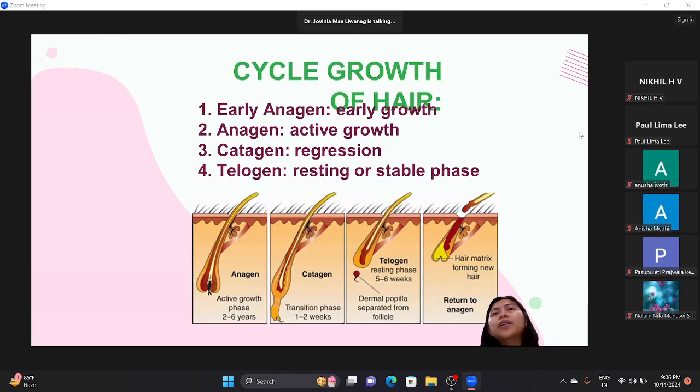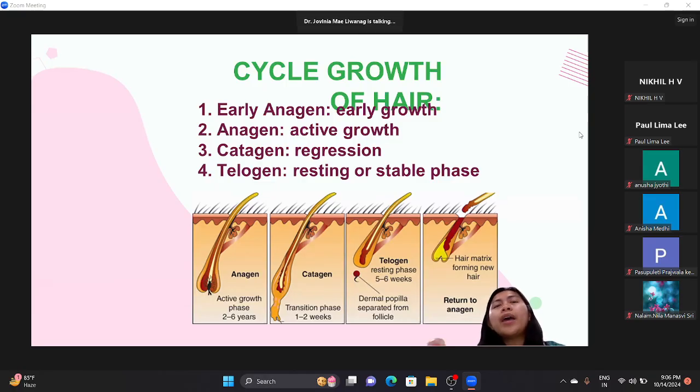So these are the cycles of growth of hair. We have 4 phases. We have the early anagen or the early growth, the anagen or the active growth, the catagen or regression, and the telogen, which is the resting or stable phase.